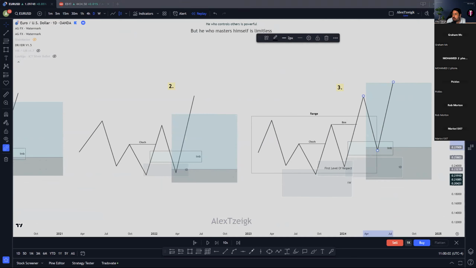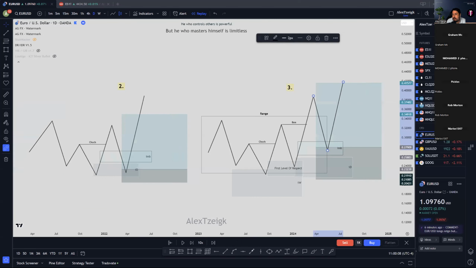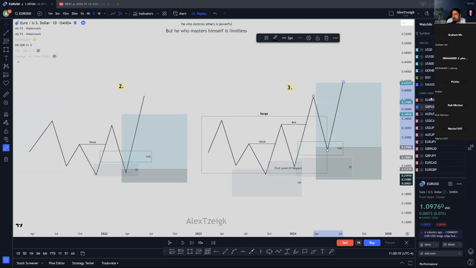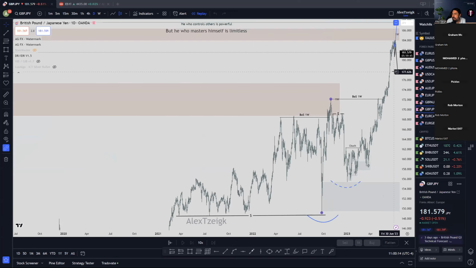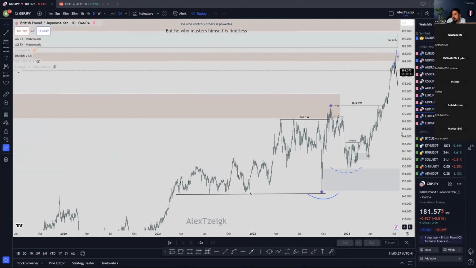Is the exact setup happening on GBP JPY? No. Let me see. Roxy, Alex, can you post the entry models to the markup room for people to reference? Of course I will. I will need a small help for that, Roxy.